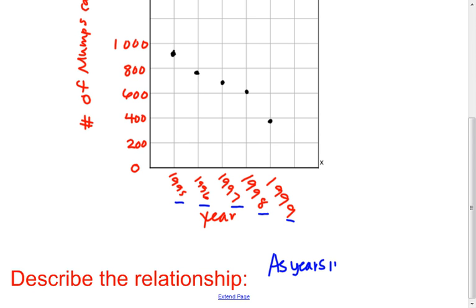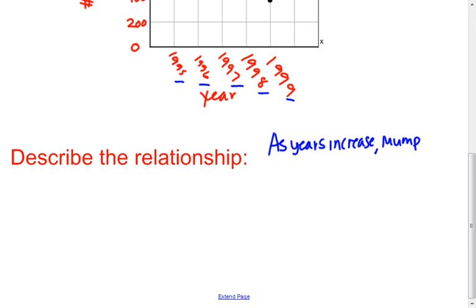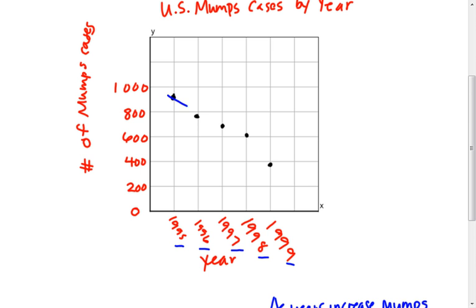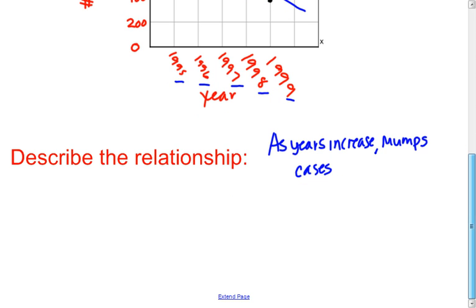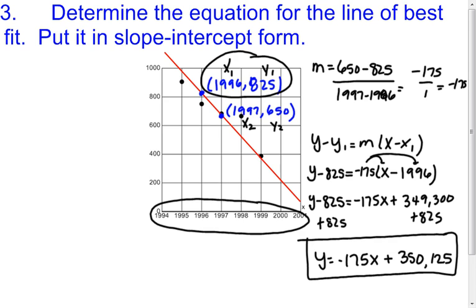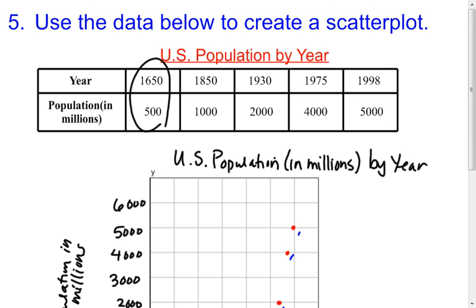As years increase, mumps cases, what's happening to your mumps cases? Are they getting bigger or smaller as you move? And here, as you're moving to the right, the number of mumps cases is going down. So your mumps cases decrease. And that's all I need you to say. Okay? All right. Back to this.